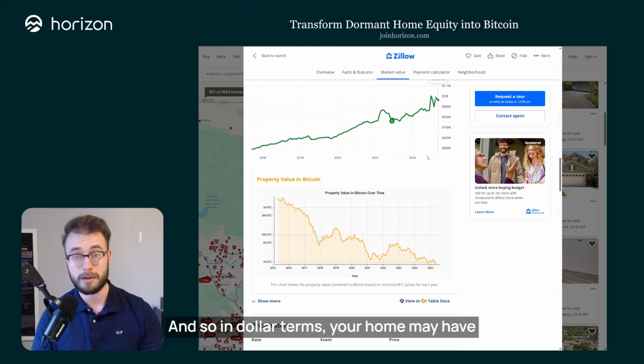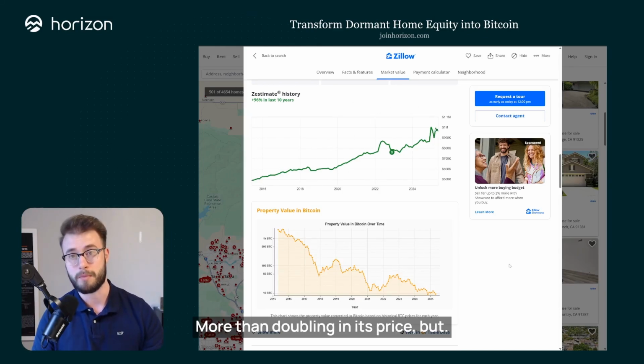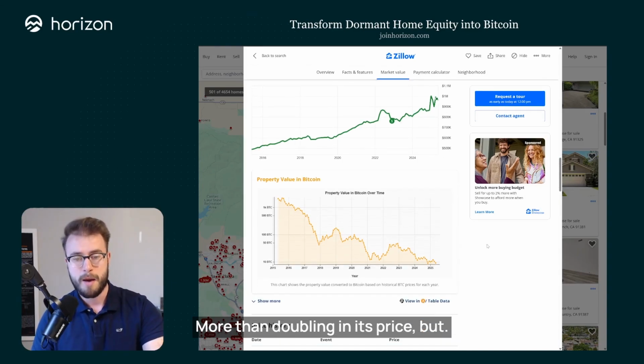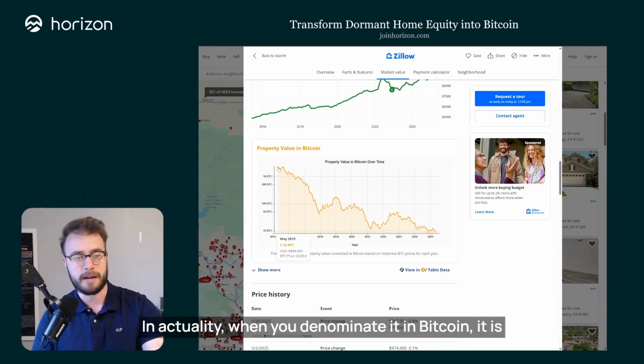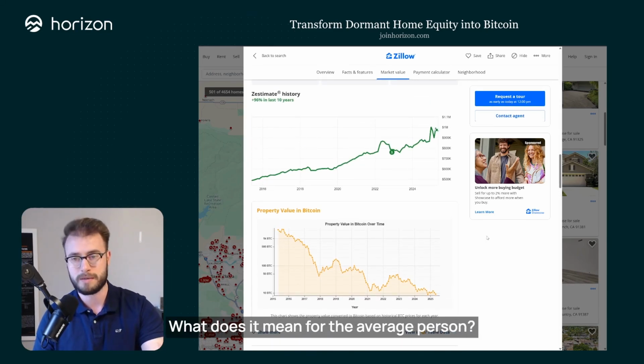And so in dollar terms, your home may have risen in value over that period from less than $500,000 to $1 million, right? More than doubling in its price. But in actuality, when you denominate it in Bitcoin, it has dropped dramatically from 2.1 thousand Bitcoin to 9.3 Bitcoin. So what does that mean for you? What does it mean for the average person?